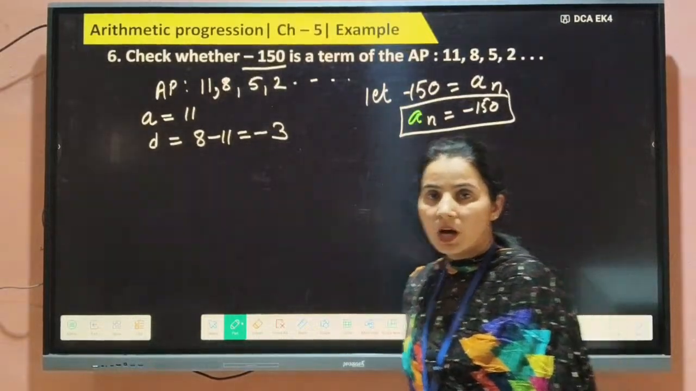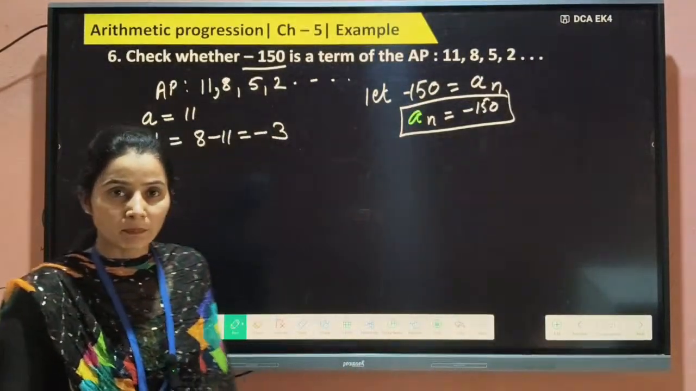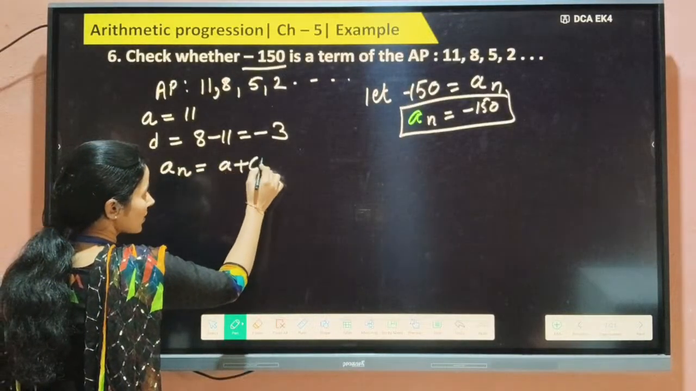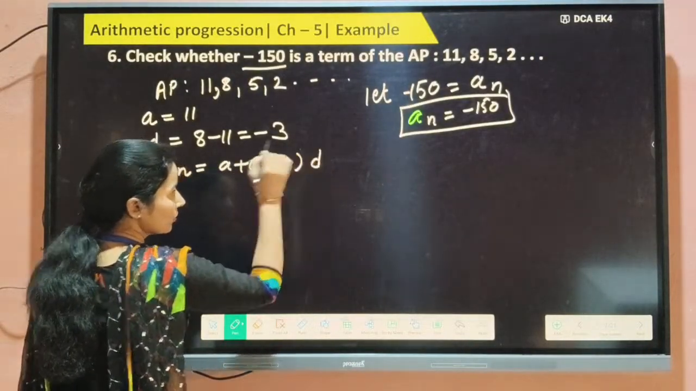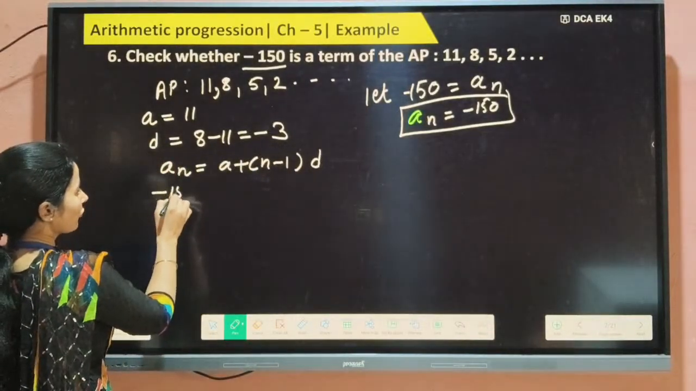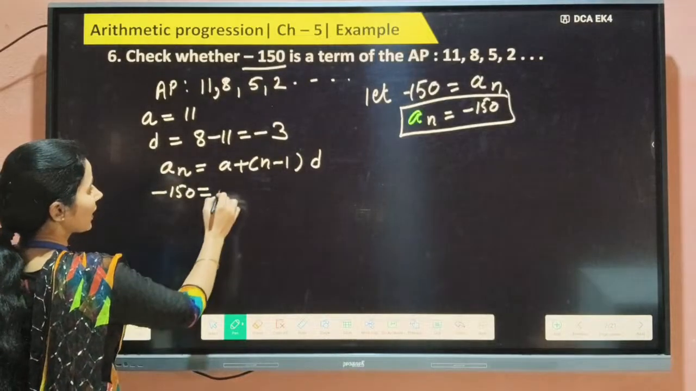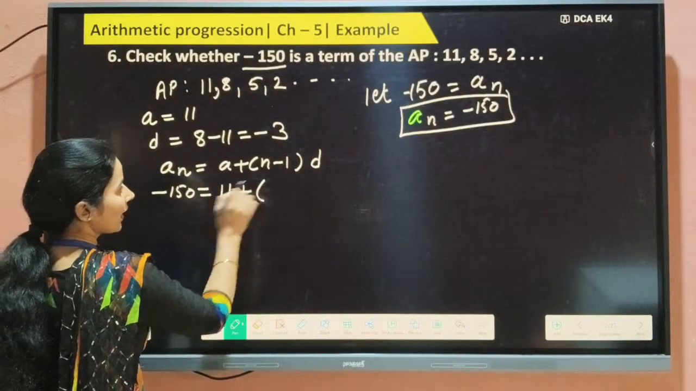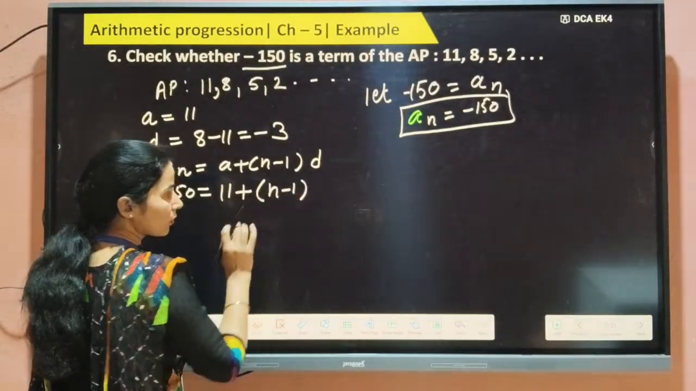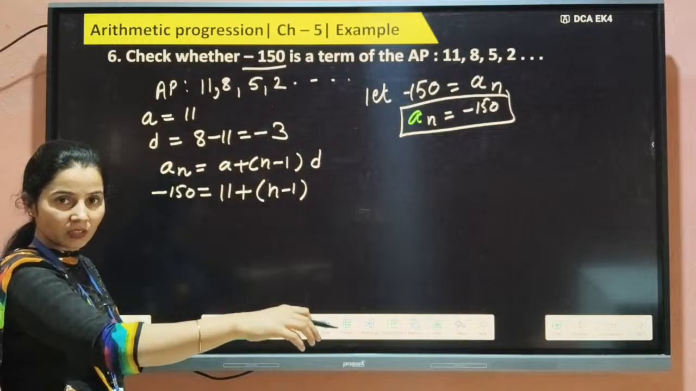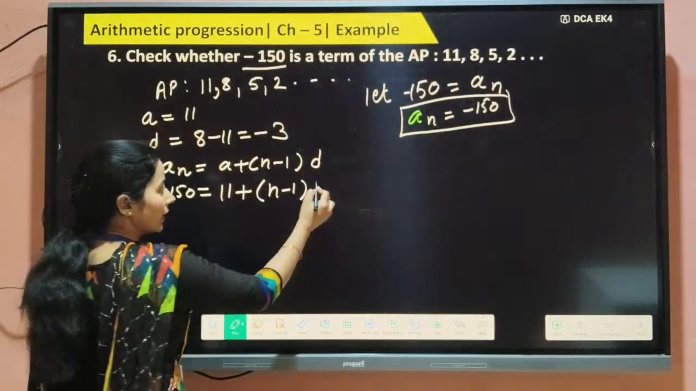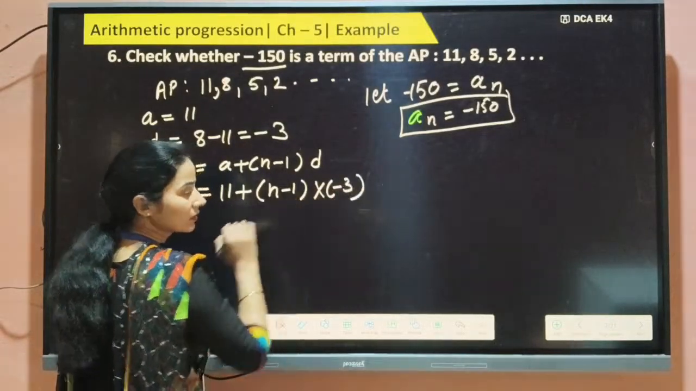Now we know how we can find out the nth term of any AP. The nth term is a plus n minus 1 into d. The nth term, that is minus 150, equals a, which is 11, plus n minus 1 into d. The n value we have to find out, because we are going to tell whether this is the nth term of this AP, minus 150, if possible. And the d value is minus 3.